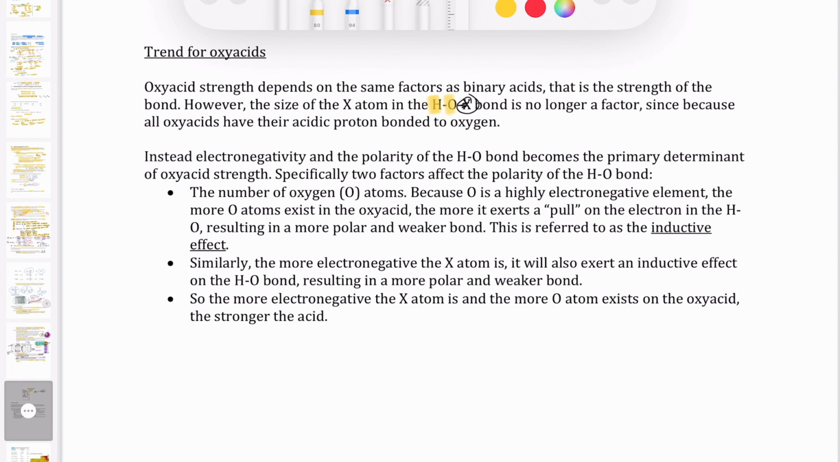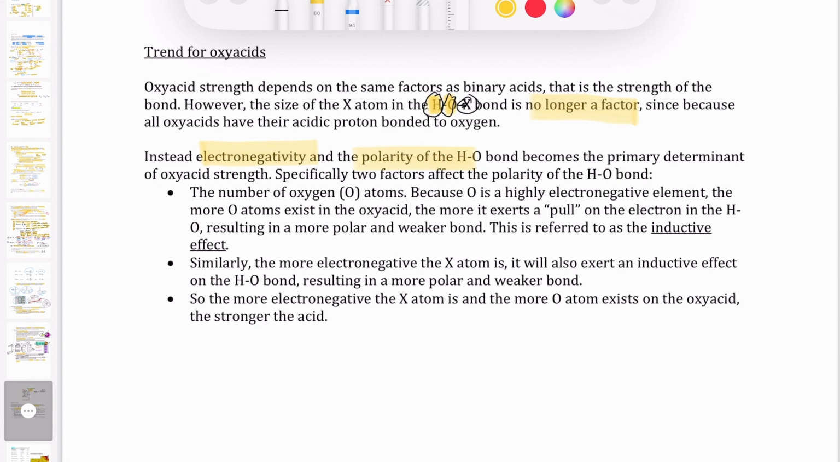So in other words, the hydrogen is not directly bonded to X, so X can change. It could be Cl, could be Br, could be I, but that's not going to affect the bond between H and O, right? Because H is always bonded to O. So the size of the atom that's bonded to the proton doesn't change. So therefore, size is no longer a factor here. So the only factor is electronegativity and the polarity of that H-O bond.